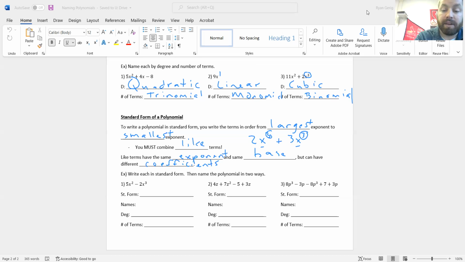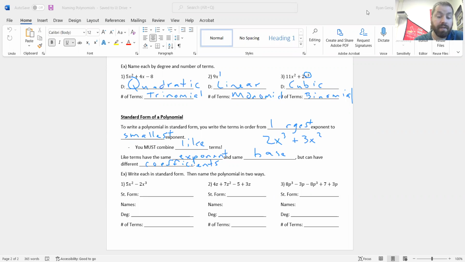An example of non-like terms that a lot of people get confused by is something like this. 2x to the third plus 3x to the second. Those are not like terms. Yes, they have the same base, but they do not have the same exponent. I cannot put those together. Okay, so a couple examples down there with standard form.